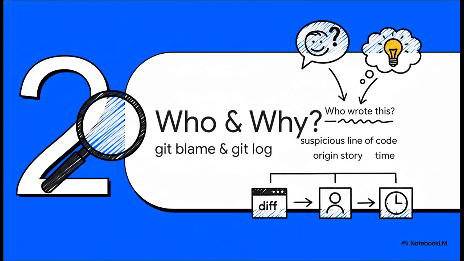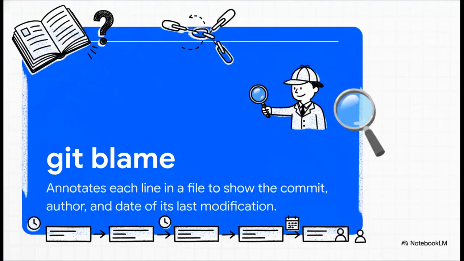Okay, so diff just helped you find a really suspicious line of code. Now what? Well, the next step is to find its origin story. You gotta ask, who wrote this, and maybe more importantly, why did they write it? Think of git blame as your historical detective. For any single line in a file, it tells you exactly who last touched it, when they touched it, and in which commit. This is your first major clue to finding the context you so desperately need.